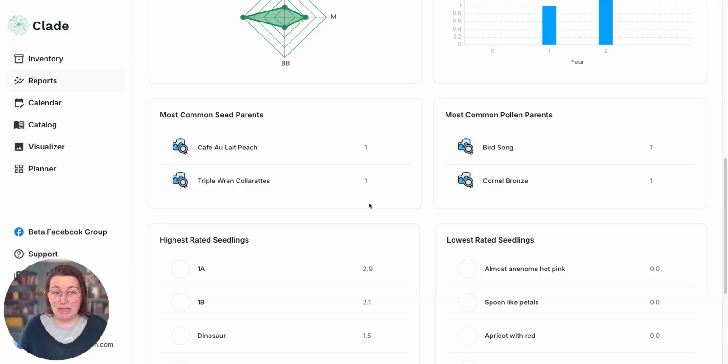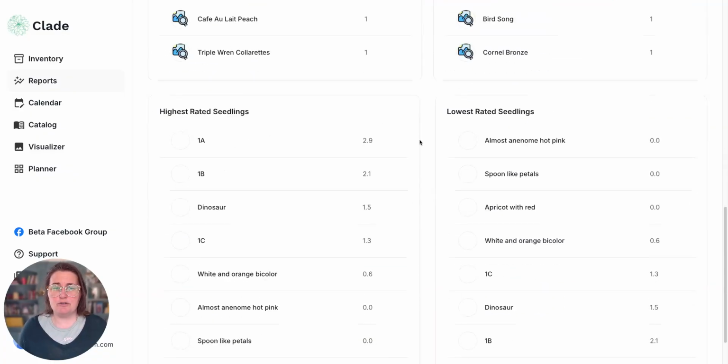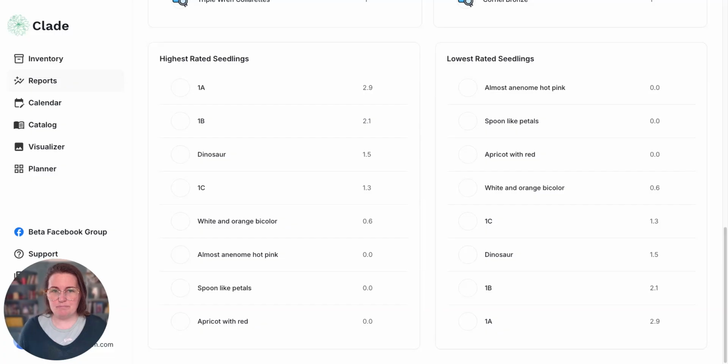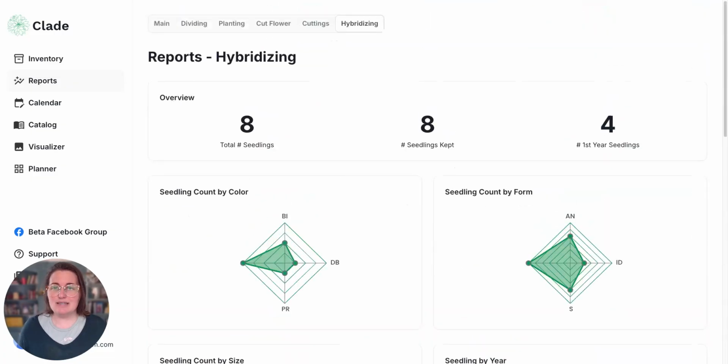You can track seed parents and pollen parents, which is really helpful. We actually even go back to grandparents. And then you can track which ones are rated. And that's it for reporting.